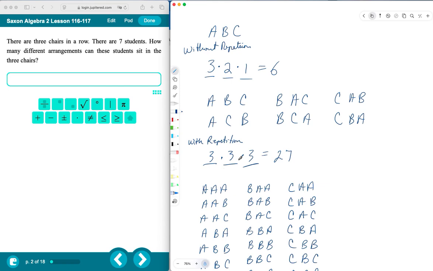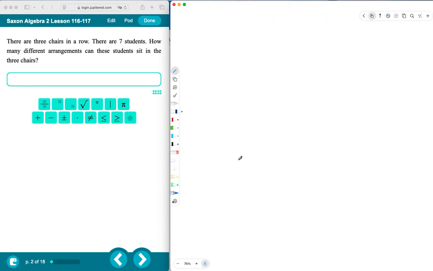Like for instance, our very first problem. It says there are 3 chairs in a row. There are 7 students. So we have 3 chairs. How many different arrangements can these students sit in the chairs? 3 chairs. Well, guess what? We can't duplicate a student. We have not gotten to where science can clone people. So any one of the students can sit here first. So there's 7 students to choose from.